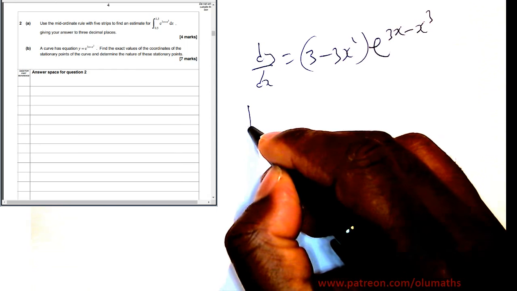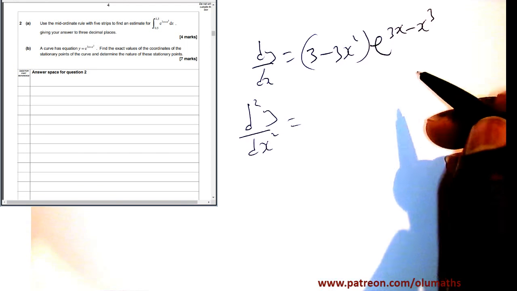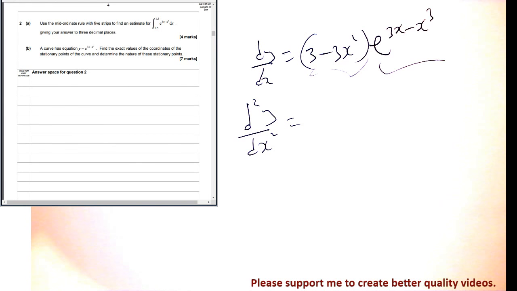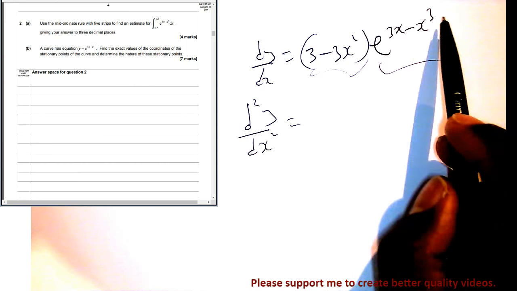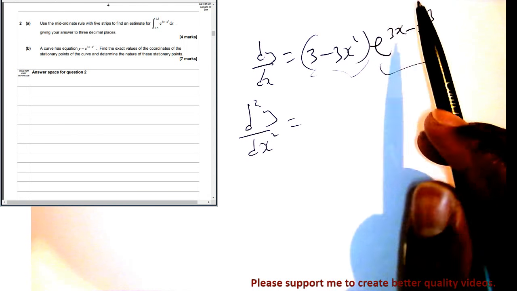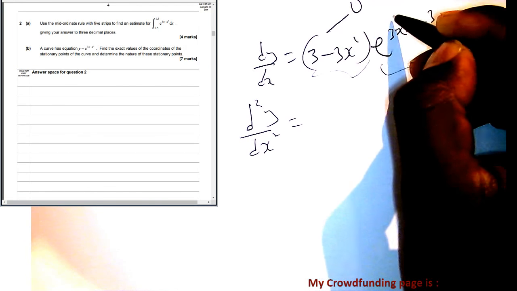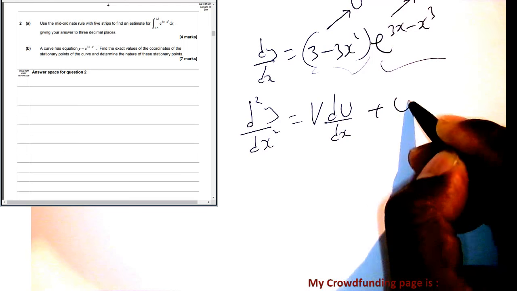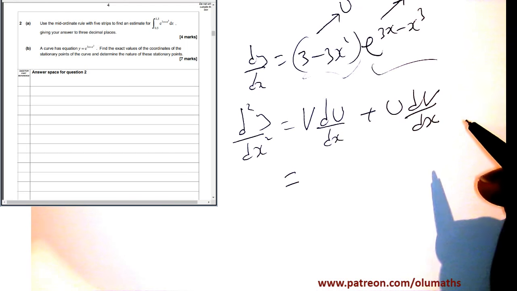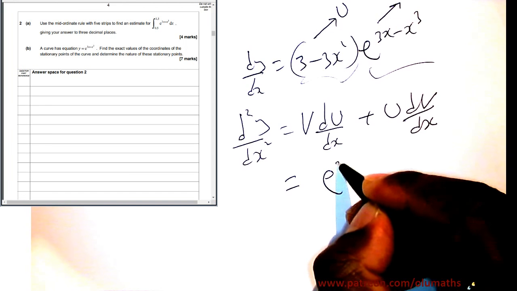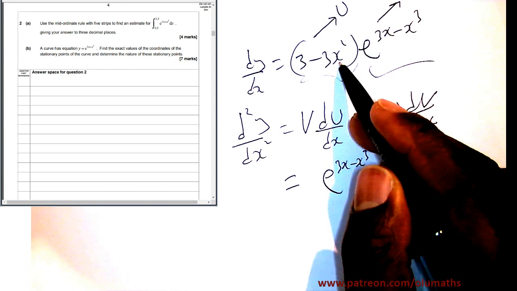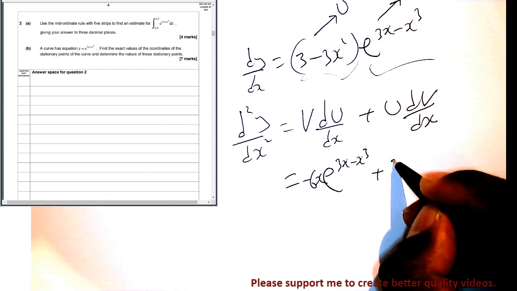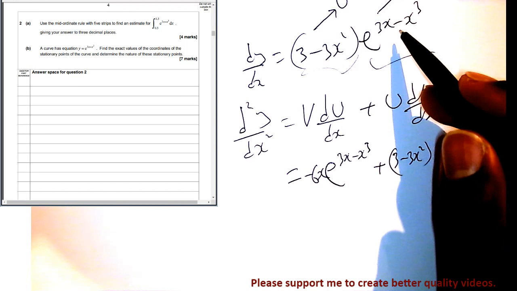To find the second derivative, we would need to use the product rule because you have two functions multiplying. And this one would need the chain rule because it's cumbersome, but it's okay because we've only recently done it in trying to find the dy over dx. In fact, it is itself the derivative of that. So if this is taken as our u and that's taken as our v, du over dx plus u dv over dx would mean v, which is e to the 3x minus x cubed, times du over dx, the derivative of that, which is minus 6x, plus u, which is 3 minus 3x squared, times the derivative of e to the 3x minus x cubed.